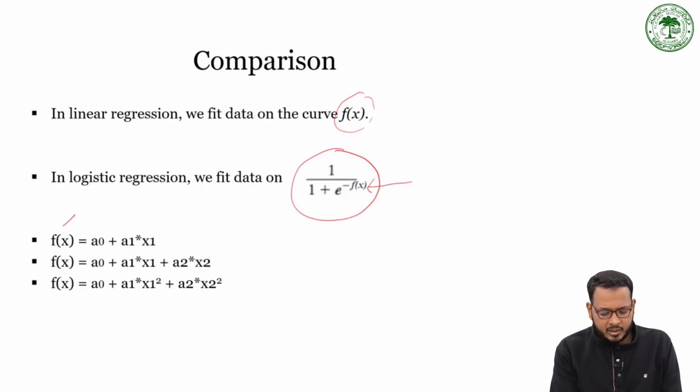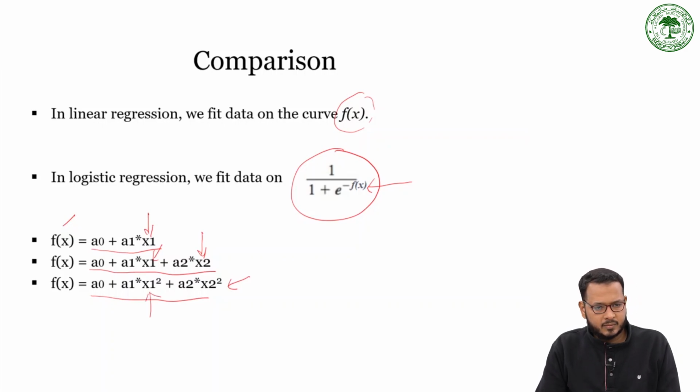It could be a linear combination of one variable. It can also be a linear combination of multiple variables, and it might also contain quadratic terms. To derive a function like this with quadratic terms, we have to first convert our data into the corresponding form, and then we can apply the logistic regression algorithm.